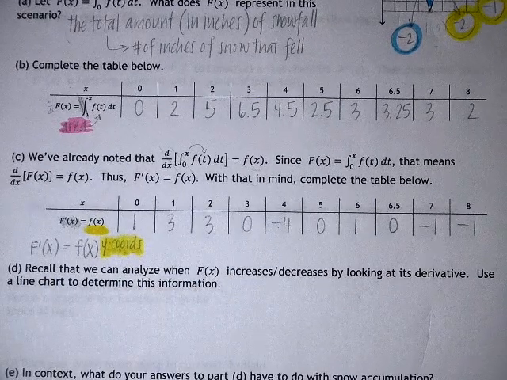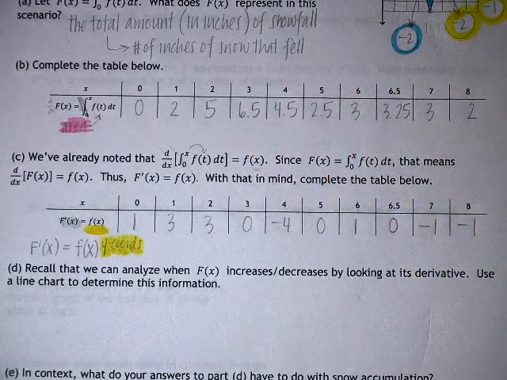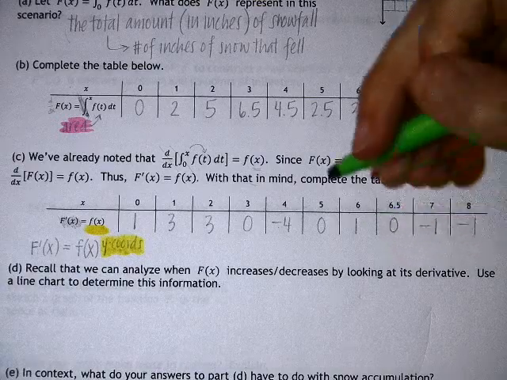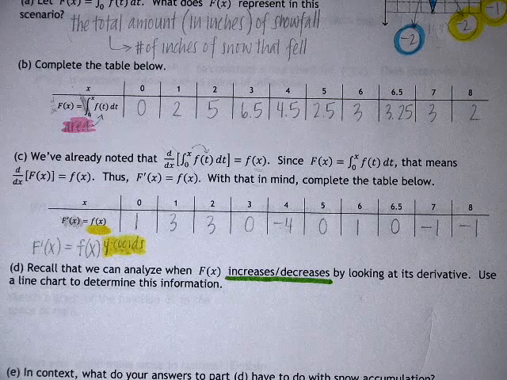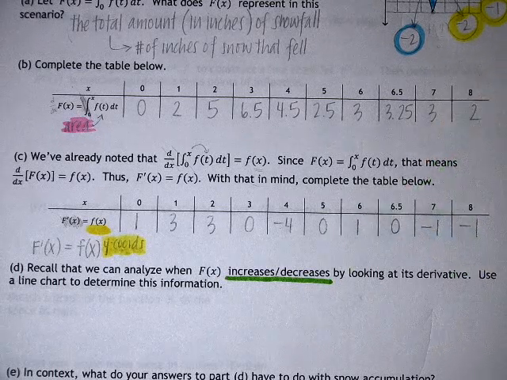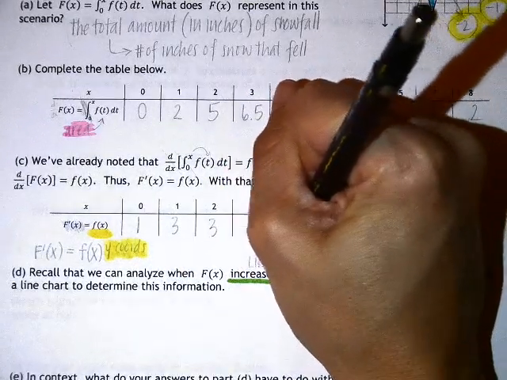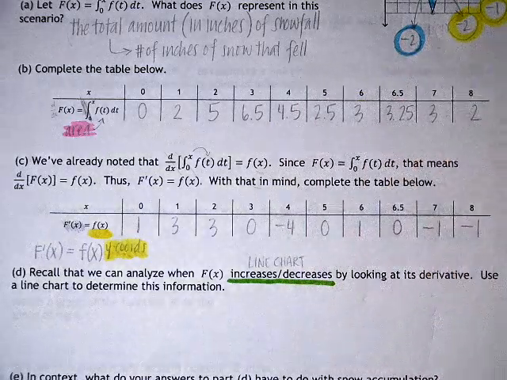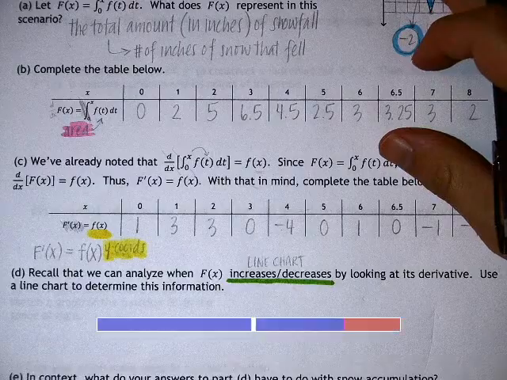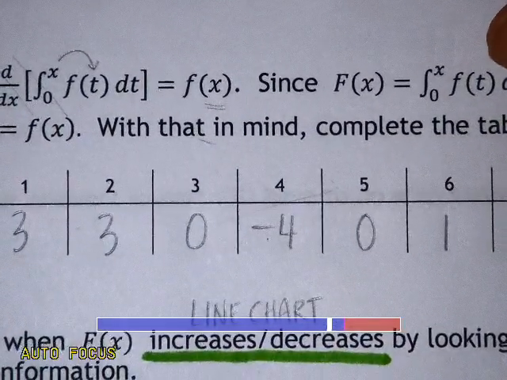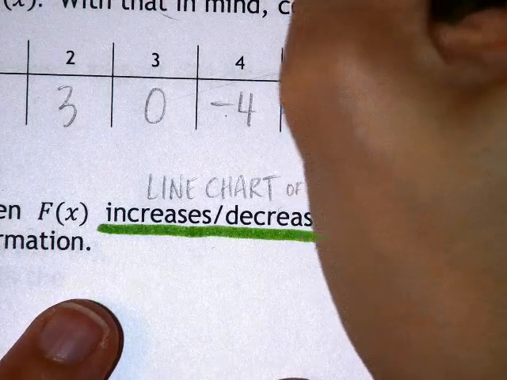Now in question letter D it says, recall that we can analyze when big F increases or decreases. Increasing and decreasing were words that I used on page 10. So if you've watched that series of videos somewhat recently and practiced a little bit on page 10, you might recall seeing the words increasing and decreasing as a reminder of a line chart problem. Increasing and decreasing are words associated with the first derivative. So if I want to find out where big F is increasing or decreasing, that really means I want to make a line chart of big F.